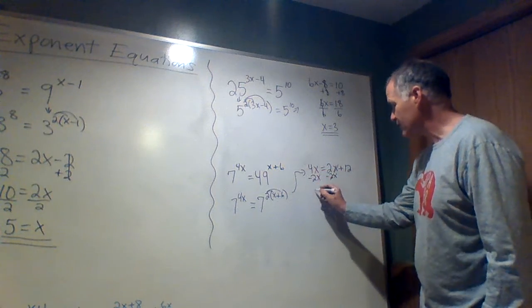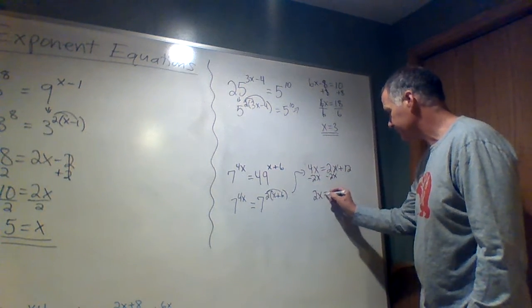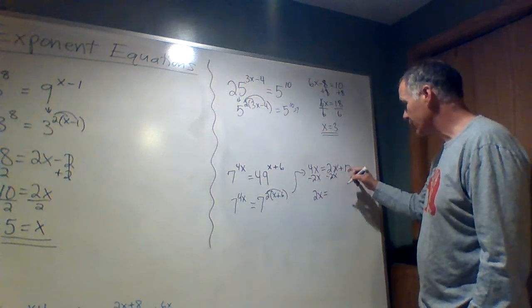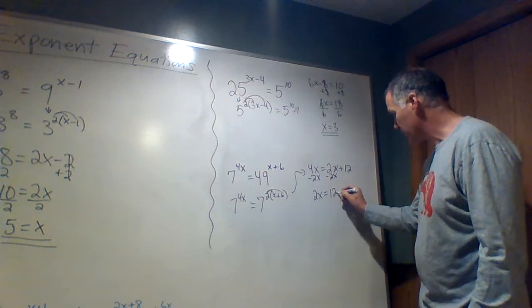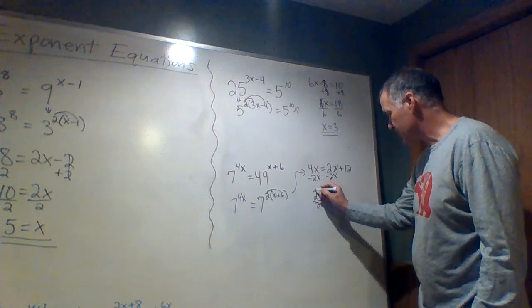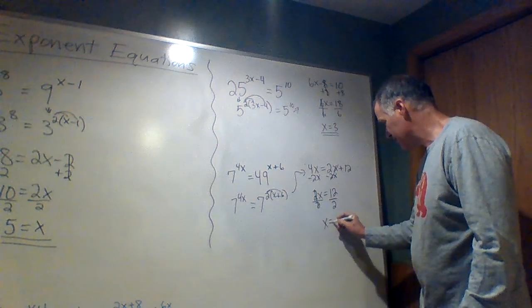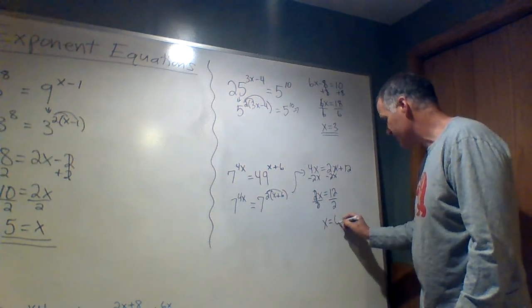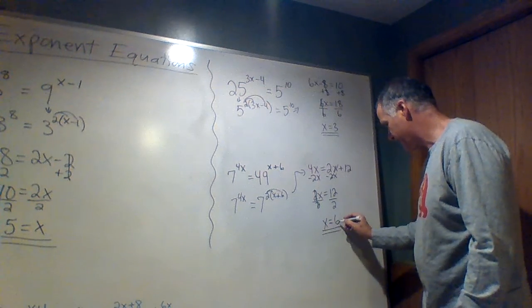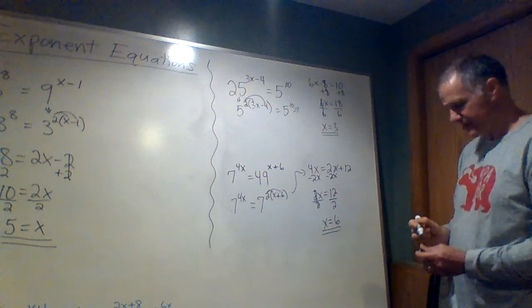4x minus 2x is 2x. The 2x is gone over here, so the 12 comes down. Last step, divide away the 2. 12 divided by 2 is 6, and boom. There we go. x equals 6.